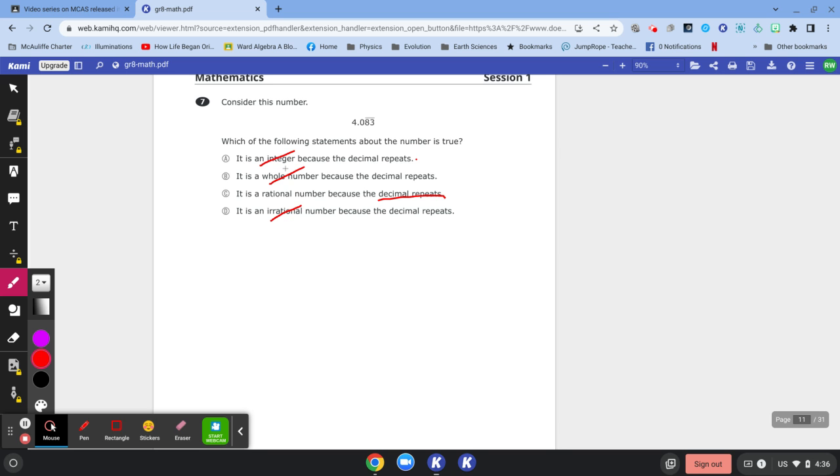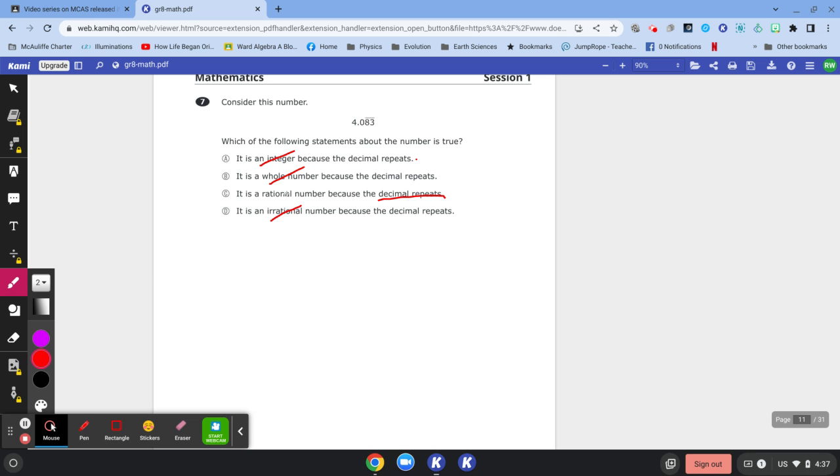Well, we can rule out integer and whole number because this is between integers. Integers are the counting numbers, positive and negative, including 0. And whole numbers are the counting numbers starting with 0 and going up: 0, 1, 2, 3, 4. So those are right out because this is between two whole numbers, also two integers, 4 and 5.